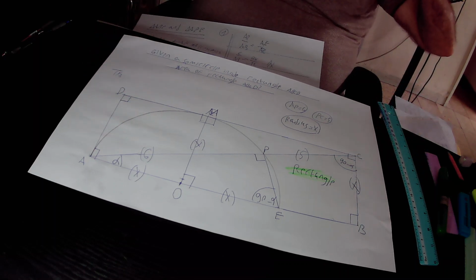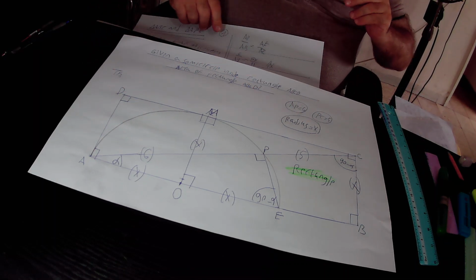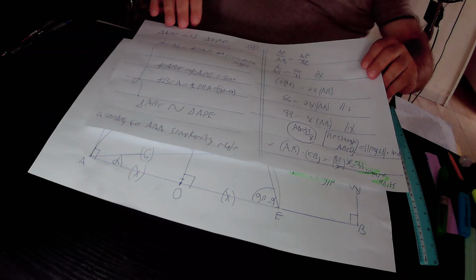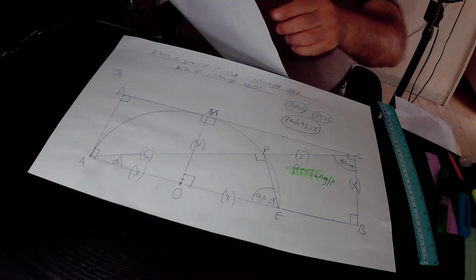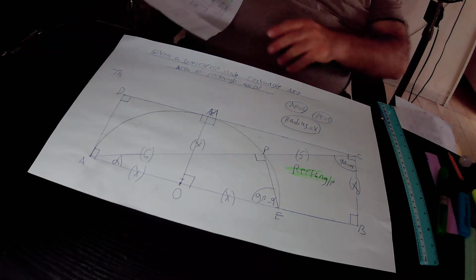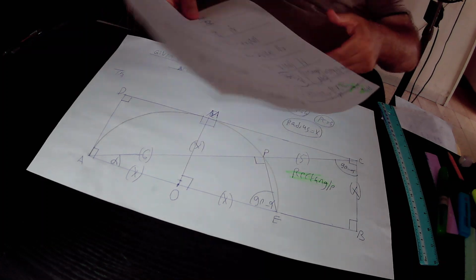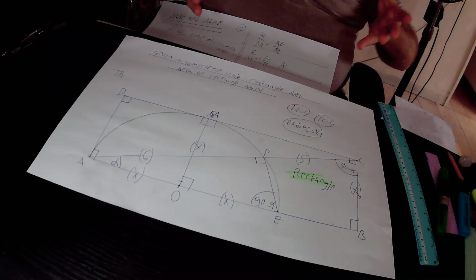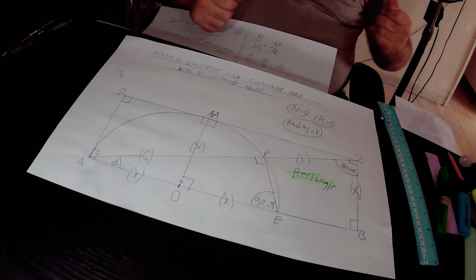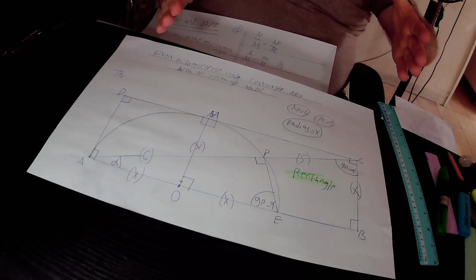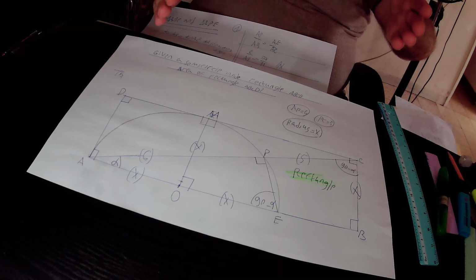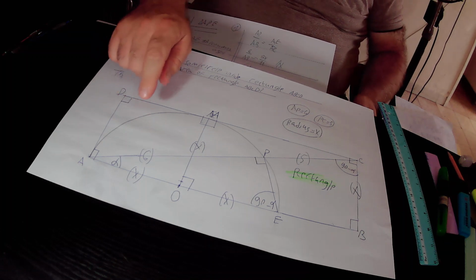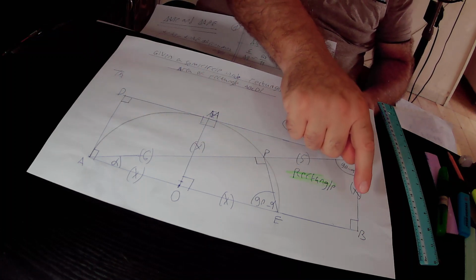Again, our mission is to find the area of this rectangle ABCD. We know that the area of any rectangle equals the length of the rectangle times the width. Therefore, the area of this rectangle ABCD must be equal to the length of rectangle ABCD times the width. The length of rectangle ABCD is AB and the width is CB.